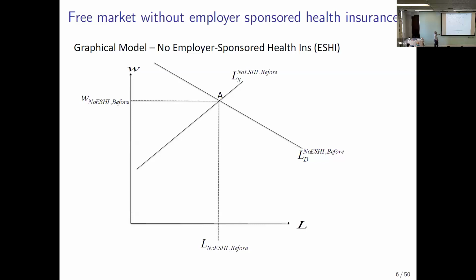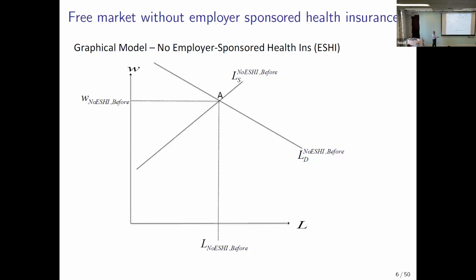So the graphical illustration of this: the free market without employer-sponsored health insurance is basically a demand curve, a downward sloping labor demand curve. That's coming from firms' problem. Firms are deciding how much labor to demand given the wages. Okay, that's a downward sloping curve, and the workers have an upward sloping labor supply curve, and this point A is the labor market equilibrium without employer-sponsored health insurance.